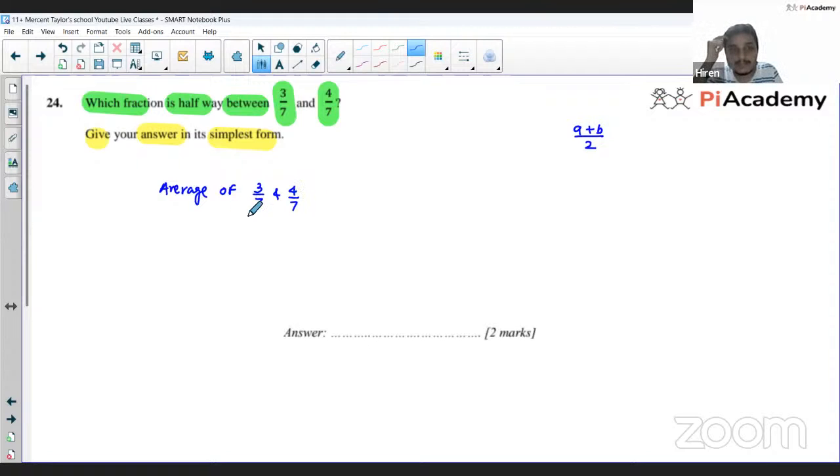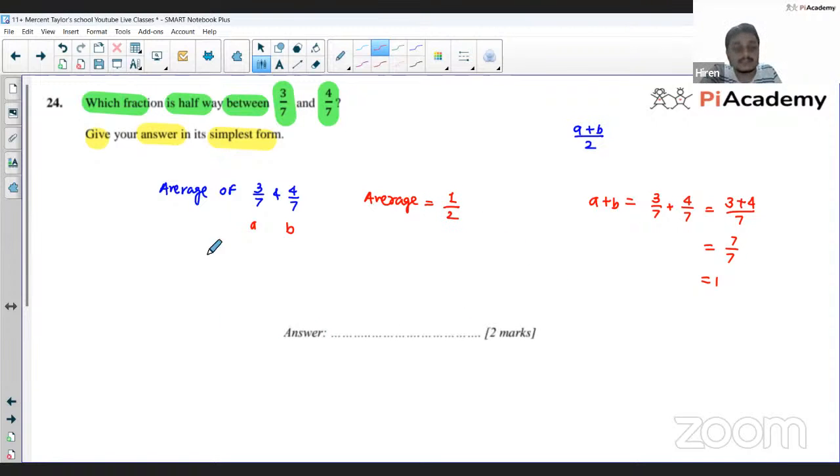Let's say this is my A, and this is my B. If I want to find the average, what am I going to do? I need to solve A plus B first. So A plus B is equal to 3/7 plus 4/7. As the denominator is already the same, I can add the numerators. So 3 plus 4, and the denominator is the same. 7 over 7 gives me 1. So instead of A plus B, I can now put 1, and 2 as it is.